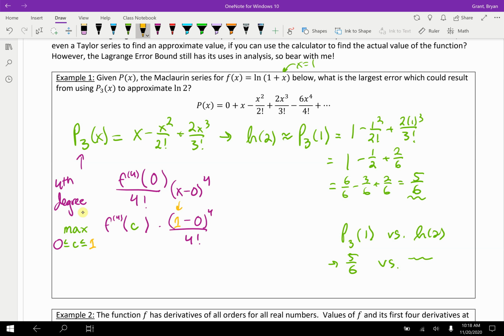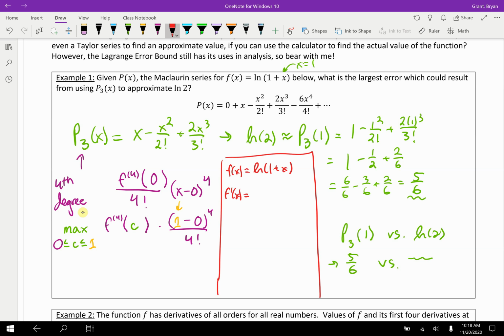So the question becomes, if you take all the values from 0 to 1, plug them into the fourth derivative of our function, what gives us the biggest value? And hopefully you're recognizing, oh wait, in order to figure that out, we probably need the fourth derivative of our function, drat. So original function, this guy.